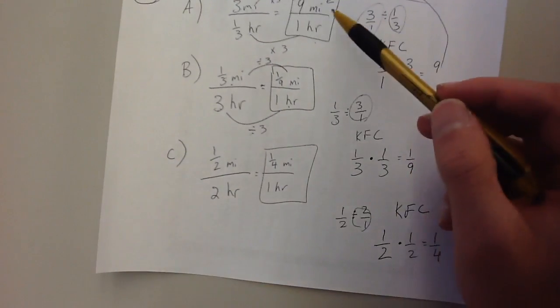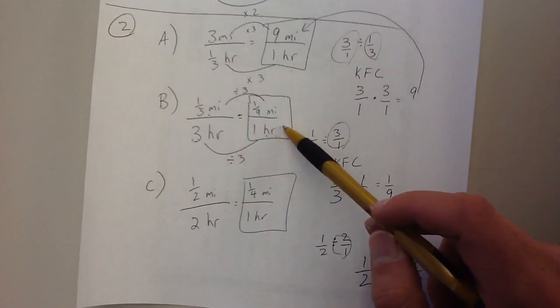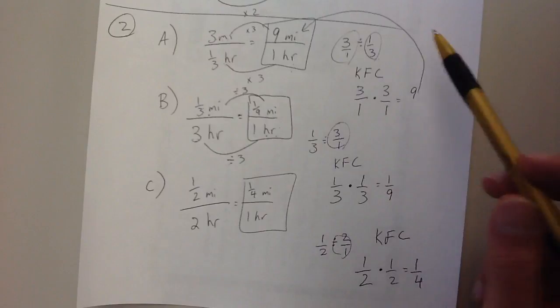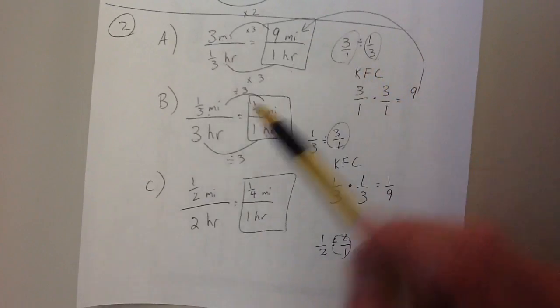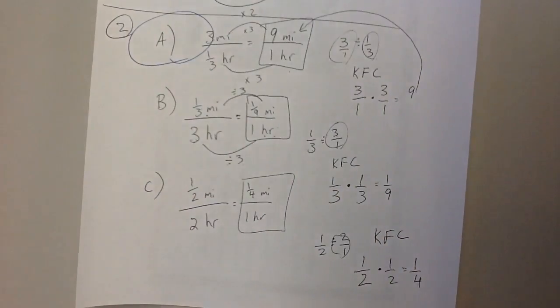So here are my unit rates. 9 miles per hour for A. For B, I have 1/9 of a mile per hour, and for C, I have 1/4 of a mile in 1 hour. And so what is the fastest one? The fastest one would be A, right? Because it goes 9 miles in 1 hour. So circle letter A for number 2.